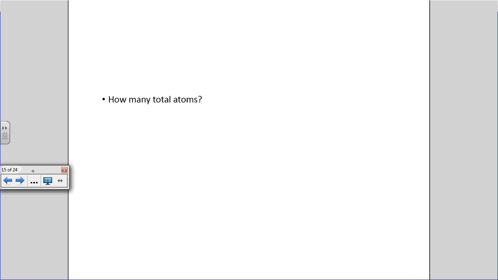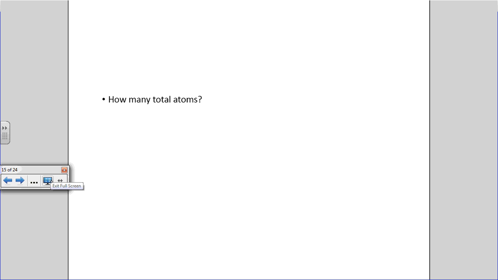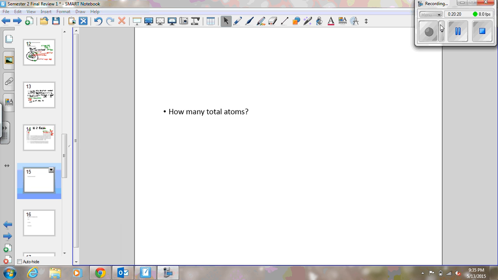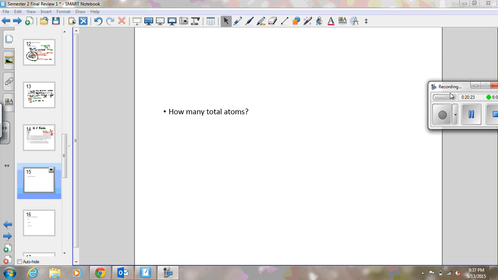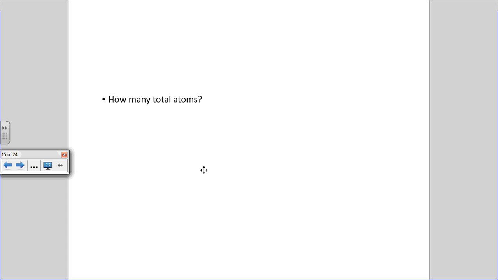So how many total atoms is the first thing we're going to have to talk about. So we're going to have to answer questions about how many total atoms in different compounds. Okay? So let's pull those up and take a look at it. So the first one we're going to look at is NH4Cl. So we have this NH subscript 4Cl.